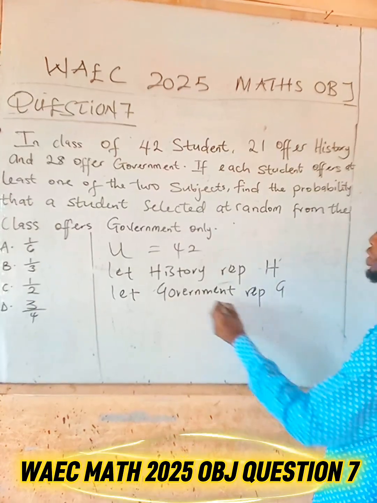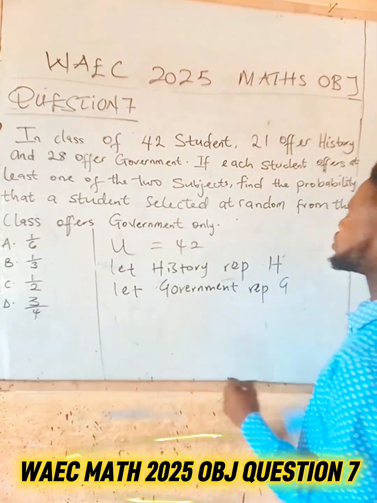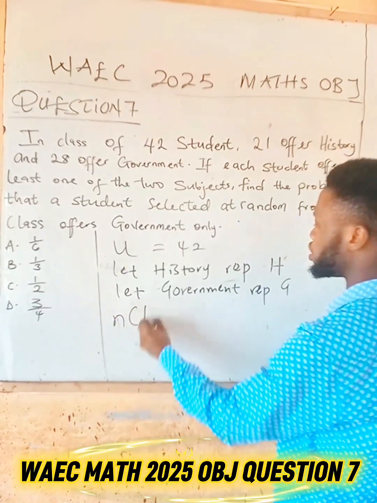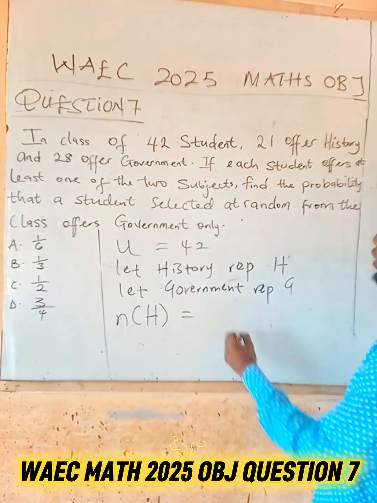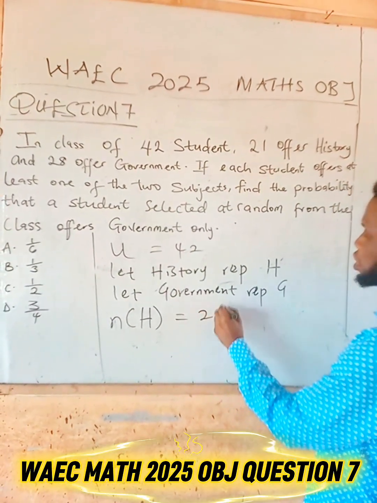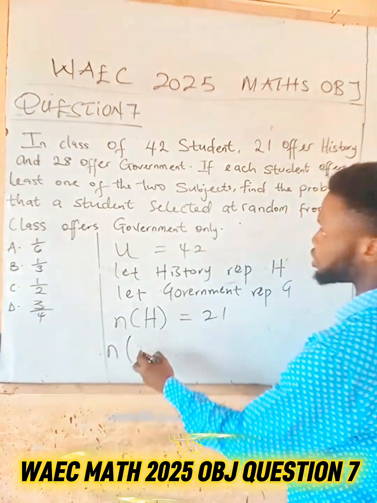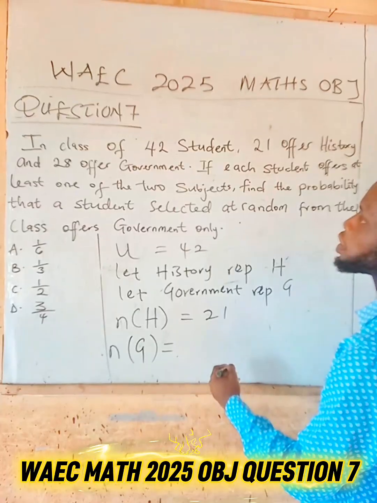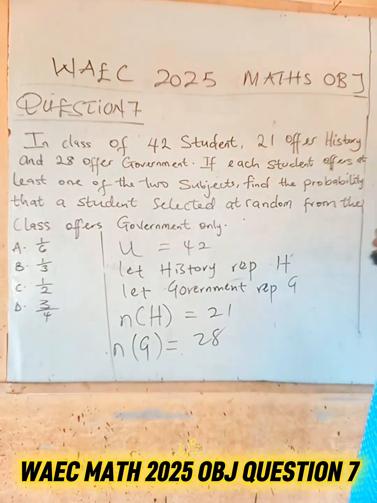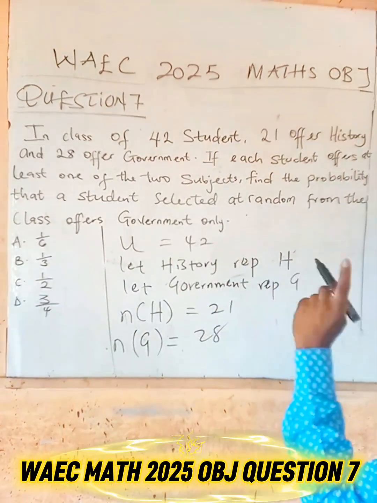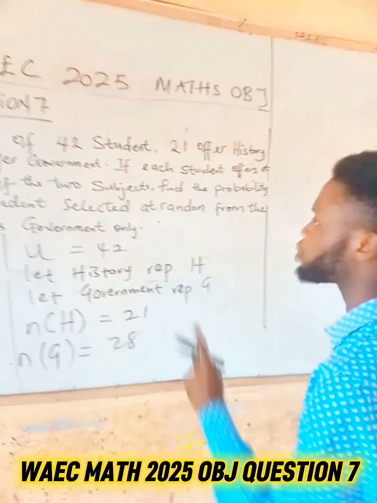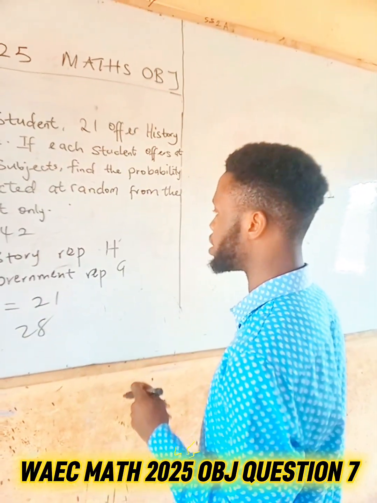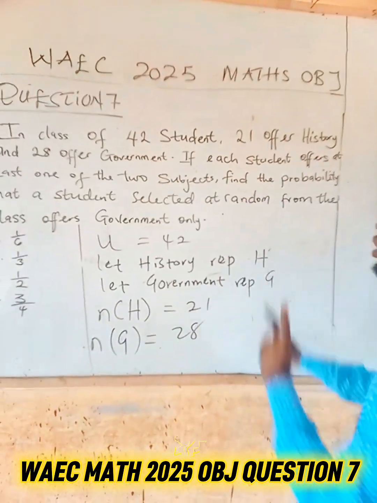represent capital G. So from the information, we are given that 21, that's N of H, 21 offered history, and the N of G, that's the number of students that offer government, is 28. If each student offers at least one of the two subjects, find the probability that a student selected at random from the class offered only government. So let's represent this information on a Venn diagram.